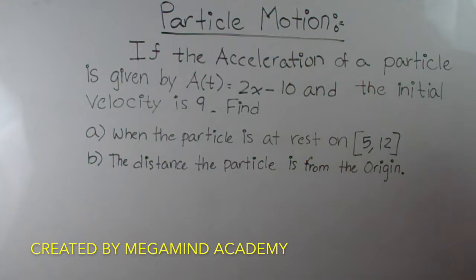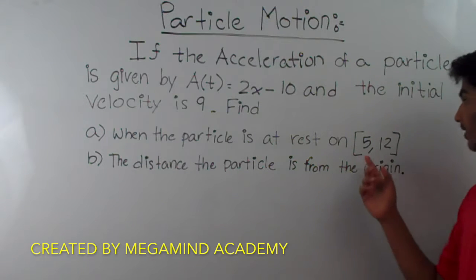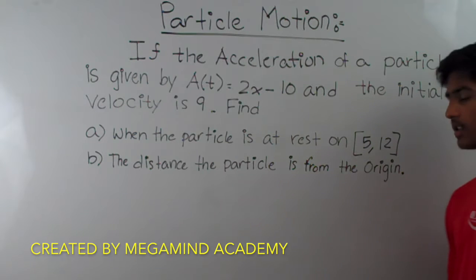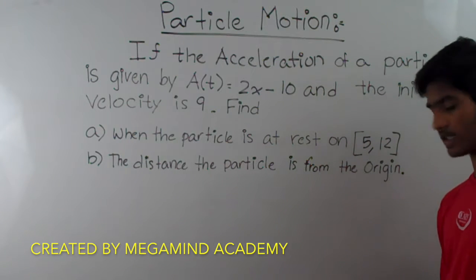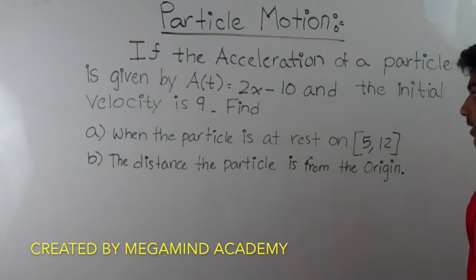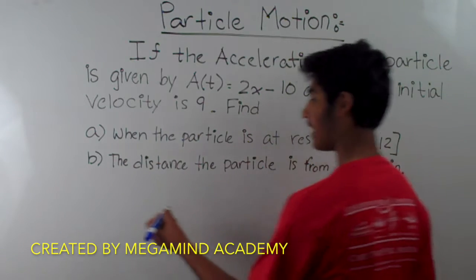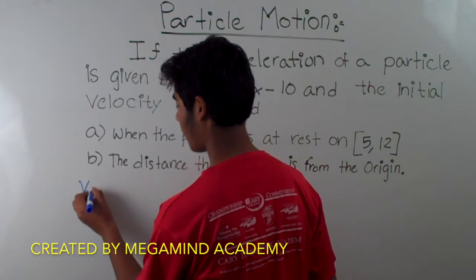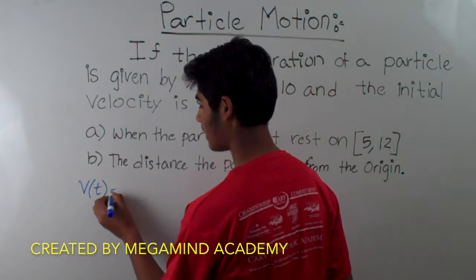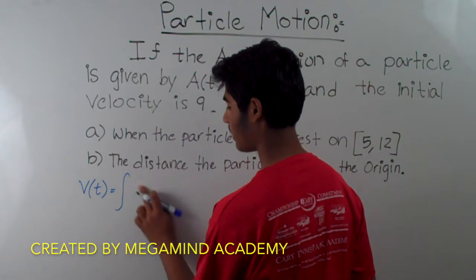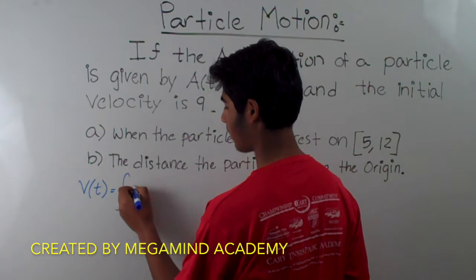So, let's start with part A. We have to find when the particle is at rest on the interval from 5 to 12. So how do we do that? When do we know when the particle is at rest? Well, the particle is at rest when the velocity equals 0. But how do we find the velocity function? Well, we're given the acceleration function a of t, and so that means that the velocity function v of t is equal to the integral of a of t, because we know the integral of the acceleration function is the velocity function.